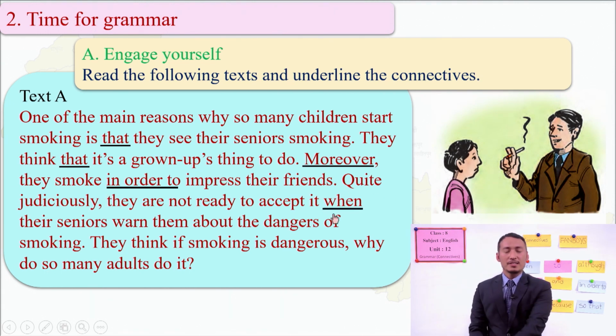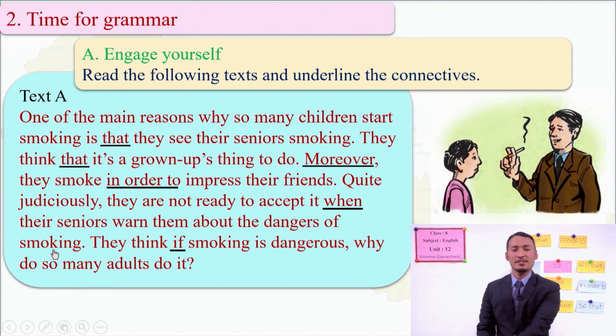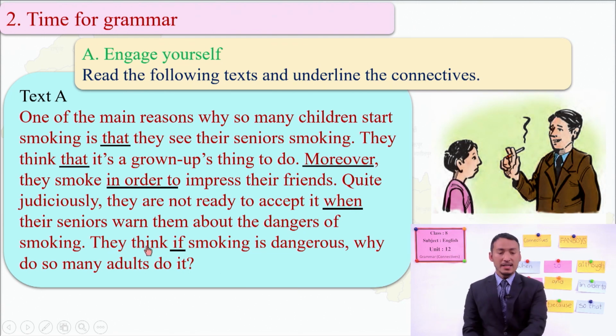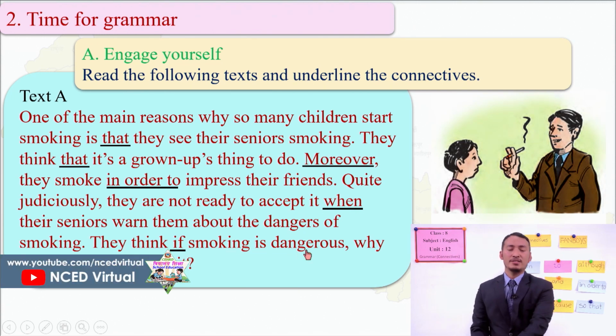Another one is when. One sentence: When their seniors warn them about the dangers of smoking. Another sentence is they are not ready to accept it. One, their seniors warn them about the dangers. So these are the two sentences connected by when. They think is one, and smoking is dangerous.